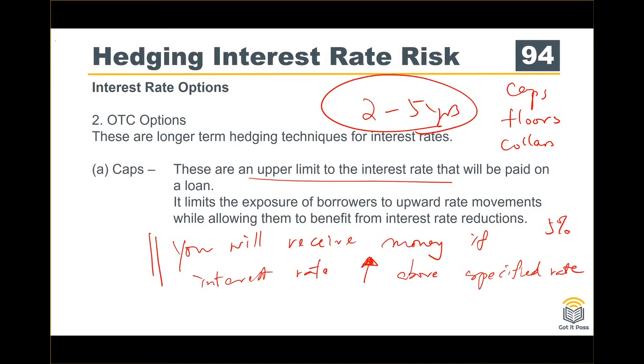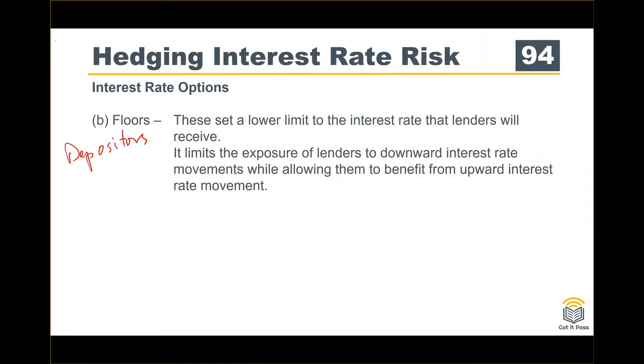And caps are for the borrowers, because you are scared about the interest rate increasing without limit, so you would like to cap it with a cap. And floors are for the depositor, because they don't like to see the interest rate going down and down, because it will affect their income. So the depositor would like to ensure the interest rate is not below what they would like to have.